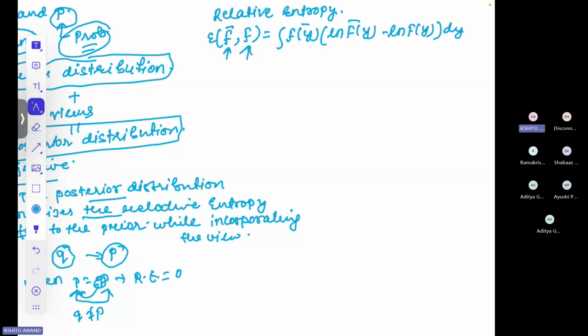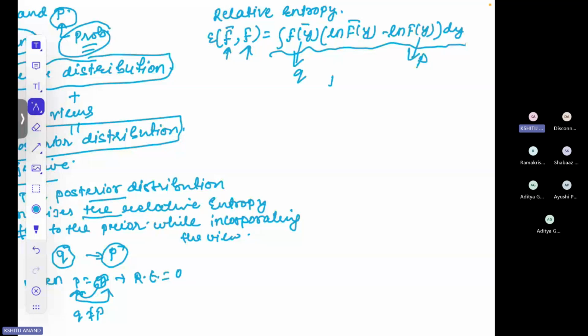Okay, so it is not a distance in the strict sense, because the distance between f and f bar should remain equal, but when you calculate the relative entropy, it will not be equal. So just make it kind of analogous to distance. Okay, so the relative entropy between the posterior distribution and prior distribution is defined by this formula. Okay, got it? This is matrix Q basically, and Fy is basically matrix P. So Fy is basically the prior distribution, and F bar Y is basically the posterior distribution.